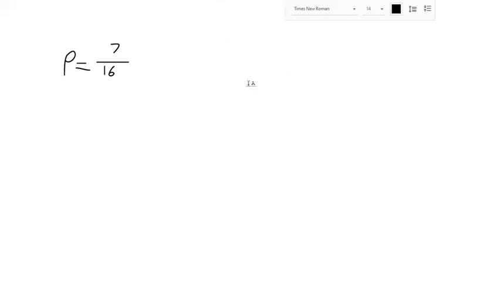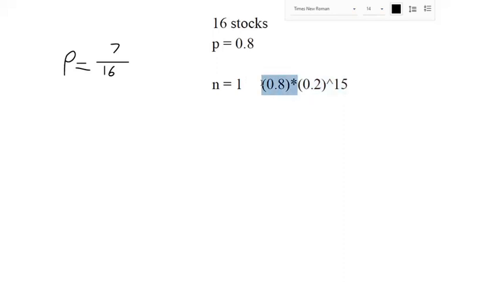So let's say we got 16 stocks, and let's say we're looking at somebody that's actually good at picking stocks. I don't think anyone's this good. 0.8 is the probability of success. The probability of getting one stock correct is 0.8 to the first power times 0.2 to the 15th power. There's 15 wrong stocks and one correct stock. That's a really low number, right? You can do that with your calculator to figure out exactly what decimal it turns out to be.